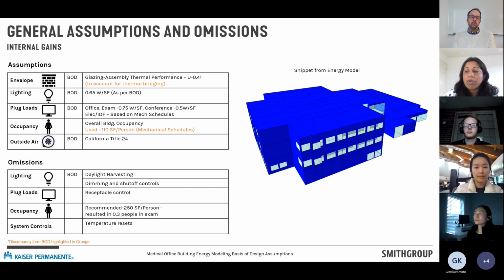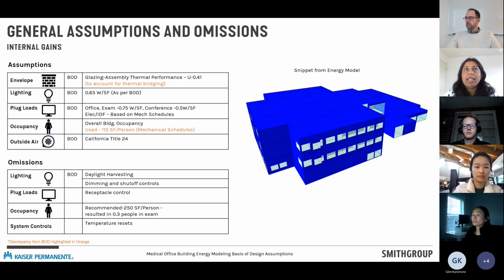The electrical and IDF rooms were taken based on mechanical schedules. Overall building occupancy, we took all of this data from the mechanical schedules. The outside ventilation rates and the number of people were provided on that schedule, and that helped guide us through the occupancy. Outside air was based on California Title 24.